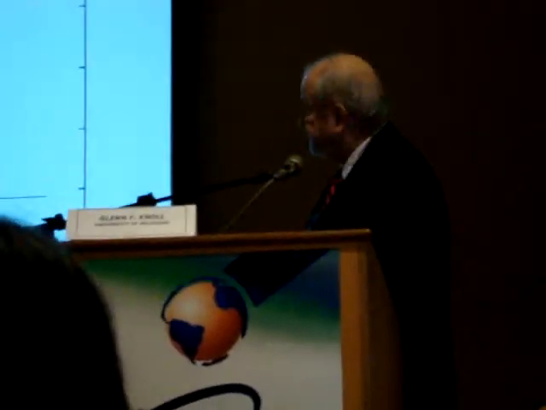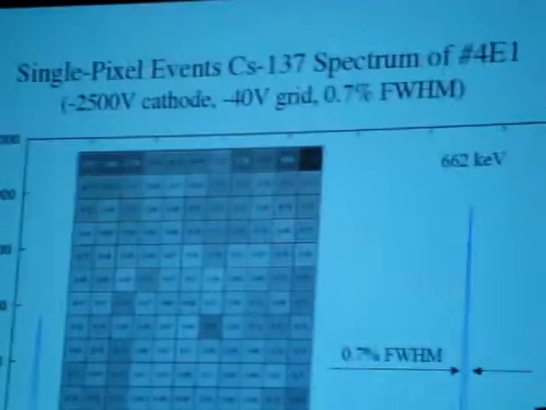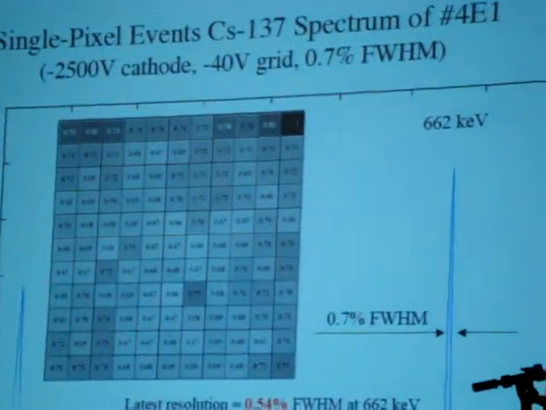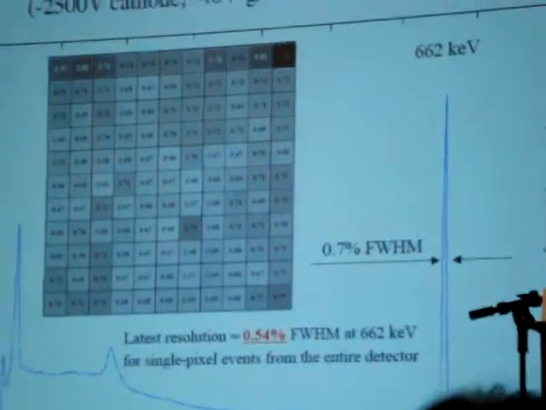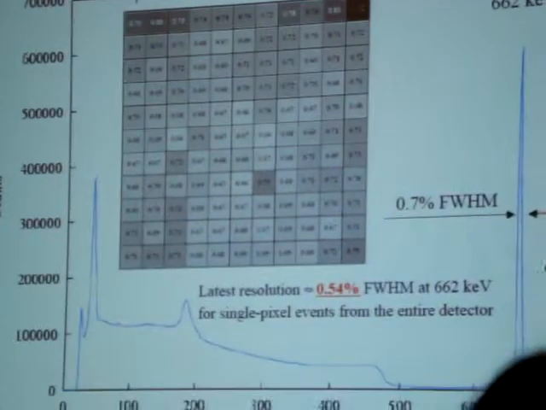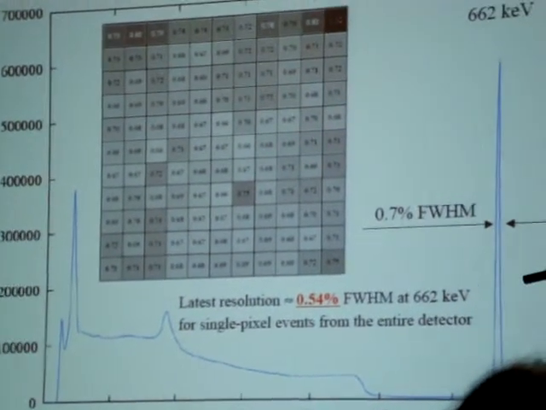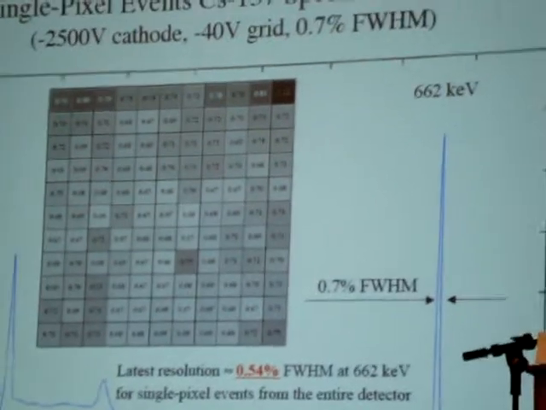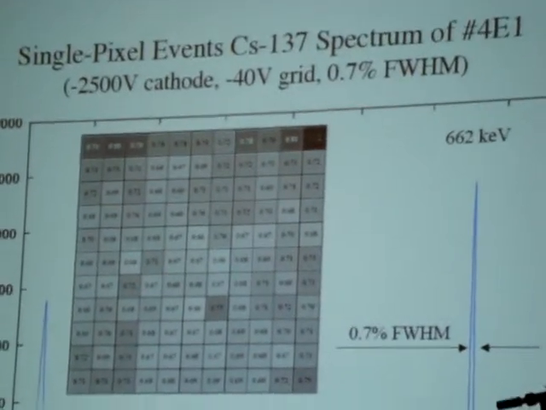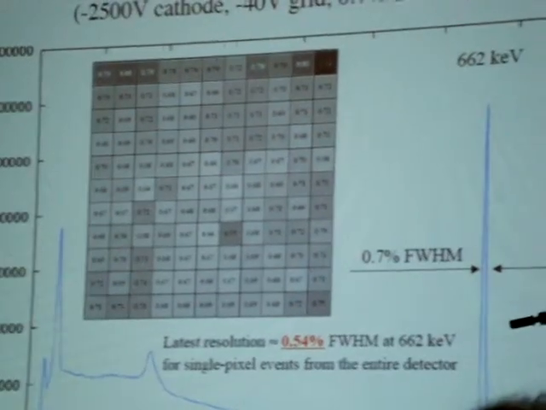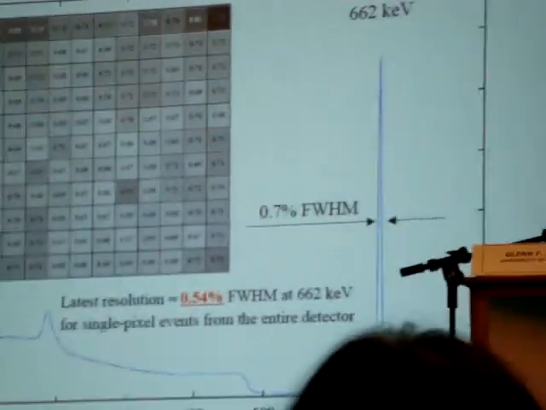Here's the result, and first of all, this is not for multiple scatters. This is the small percentage of cases in which the gamma ray came in and interacted only once and was photoabsorbed. That might be 10 or 15% of the cases at these energies.